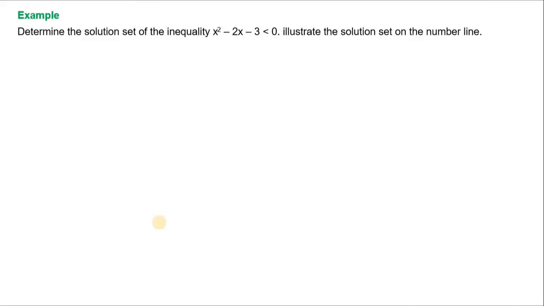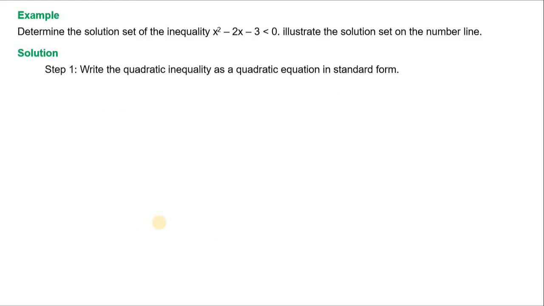One example, determine the solution set of the inequality x squared minus 2x minus 3 is less than 0. So what we're going to do is to illustrate the solution set on number line pa din. Okay? So this is the solution. So we're going to write the quadratic inequality as a quadratic equation in standard form. So the inequality x squared minus 2x minus 3 less than 0 will become x squared minus 2x minus 3 is equal to 0. So pinalitan natin yung less than into equal.